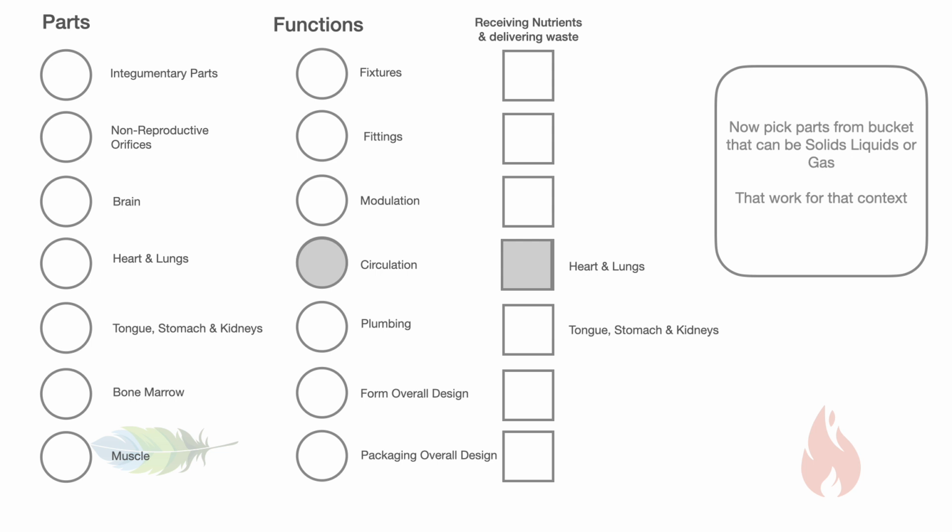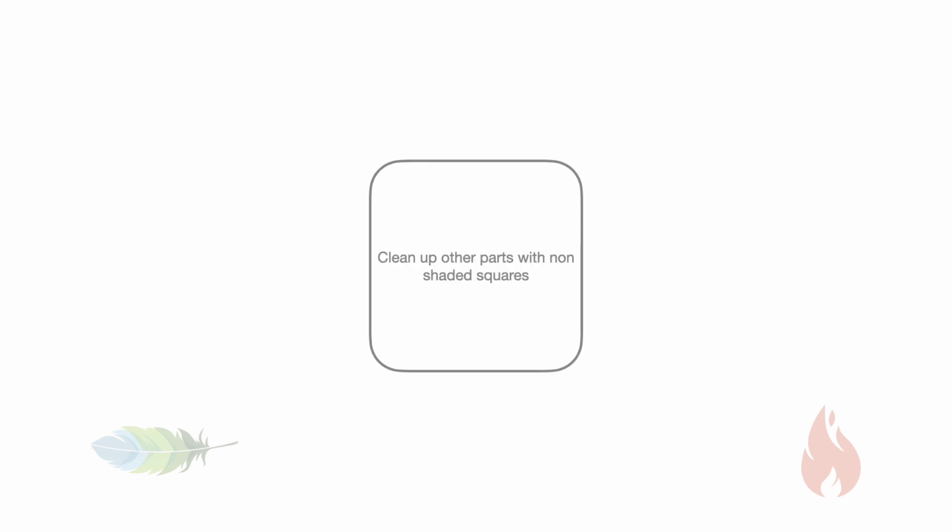All right, very cool. So looking at the parts here, heart and lungs, okay, that's an easy one. I kind of gave the answers here, so that's all right. And then as far as receiving nutrients and delivering waste, those all definitely kind of help. The tongue can absorb nutrients just on its own, so it's pretty cool. All right, so let's go ahead and clean up those other parts before we go back to the template.